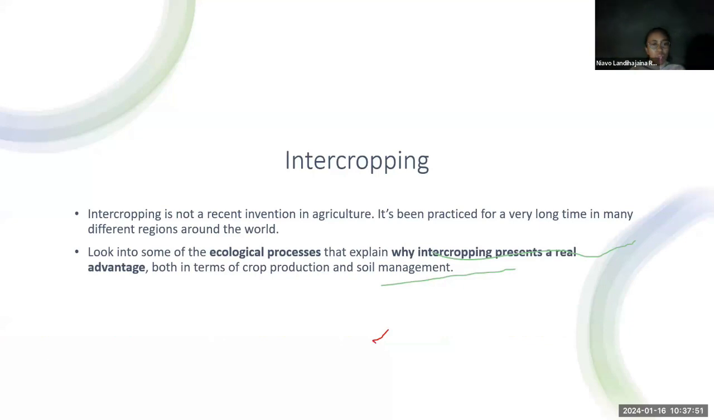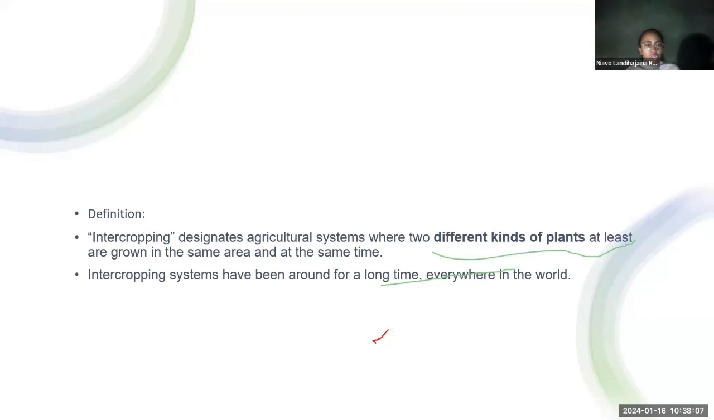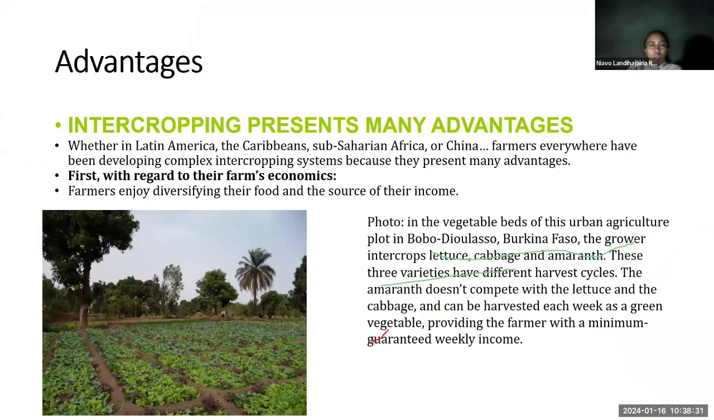So let's look into some of the ecological processes that explain why intercropping presents a real advantage, both in terms of crop production and soil management. The main definition of intercropping designates agricultural systems where two different kinds of plants, at least, are grown in the same area and at the same time. Intercropping systems have been around for a long time everywhere in the world. These are the main advantages of intercropping.